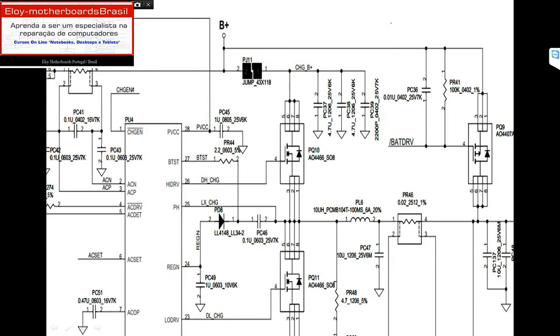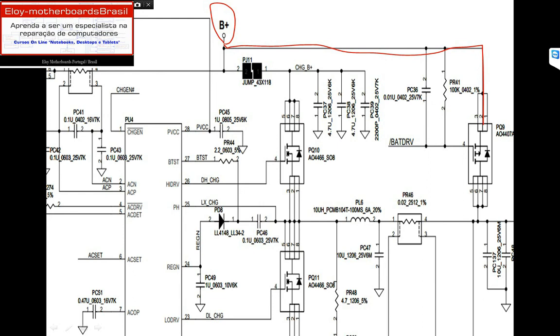When pin number 4, the gate of PQ9, gets this 0 volts from battery drive from the PU4, the charge IC, the positive voltage coming from the battery, pin 1 battery, will pass through PQ9, and the motherboard will be supplied by this voltage named B plus. B plus is from the DC jack or from the battery. At this point it is from the battery.